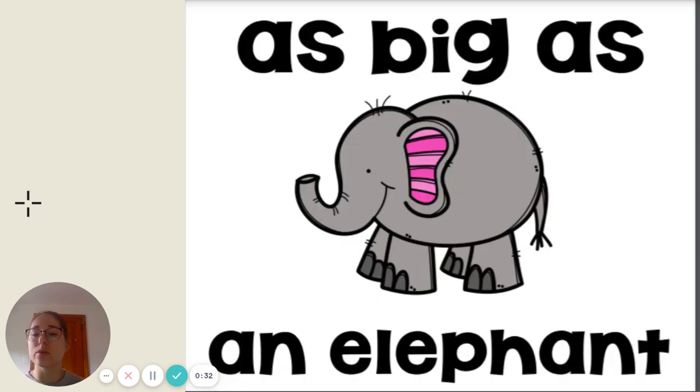Let's look at some more examples. As big as an elephant. So if I'm saying that the building was as big as an elephant, I don't mean the building turned into an elephant, right? I just mean it's big like an elephant. I'm just comparing them.